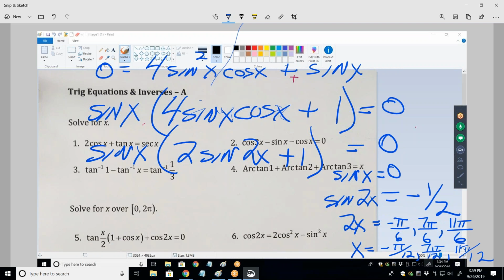So what is that? X is equal to minus pi over 12 plus... Oh, I see how you have to do this. You have to do it in two parts. Plus 2 pi k, or x is equal to 7 pi over 12 plus 2 pi k.